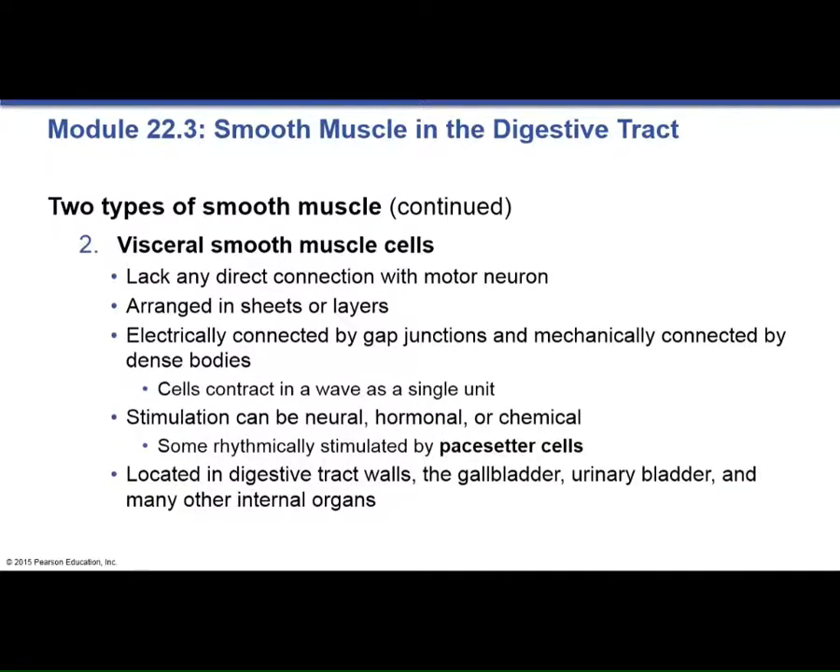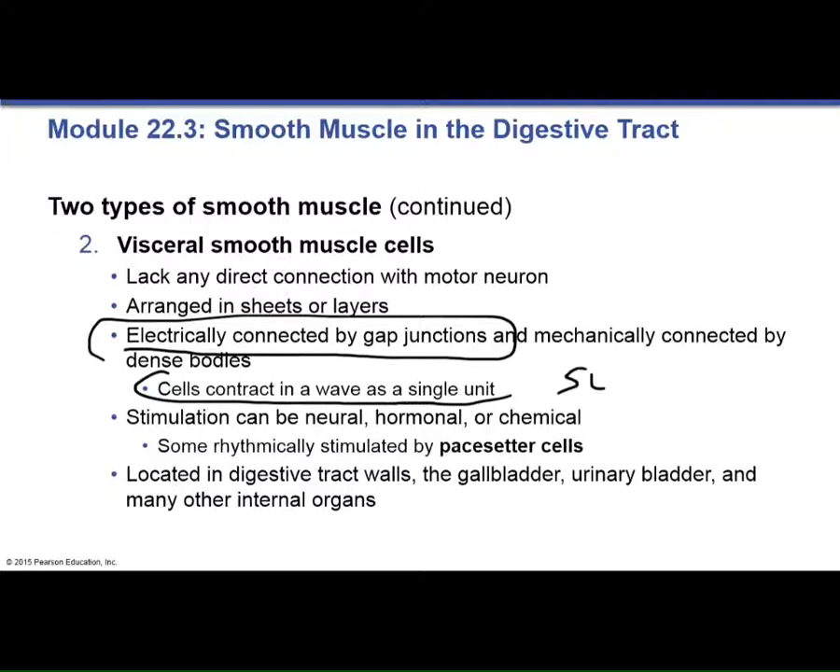Then there's visceral smooth muscle cells, and these have no direct connection with motor neurons at all. These are arranged more in layers, and these are going to have, oftentimes, gap junctions that allow for electrical connections. So this is going to allow the smooth muscle to contract as a single unit. This should sound really similar to the syncytial arrangement in the heart. So here, all the cells in these layered visceral smooth muscle cells will contract as a single unit. Again, we might call that a syncytium.